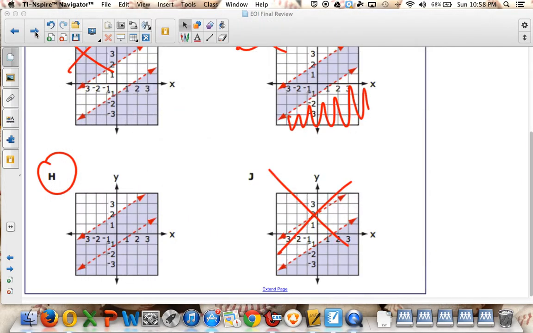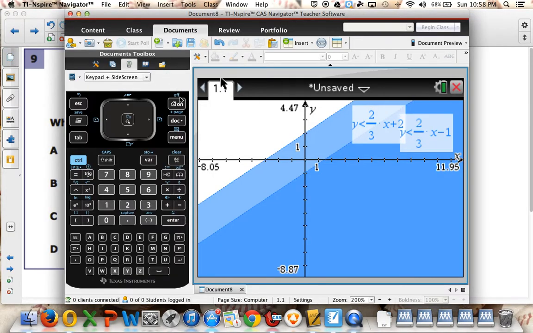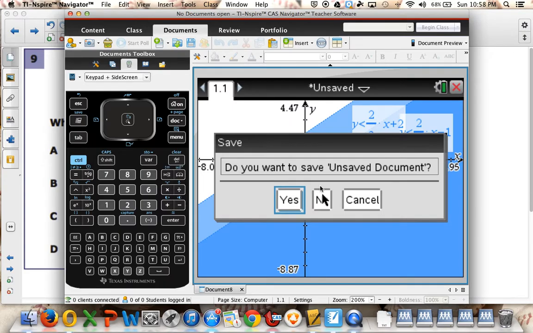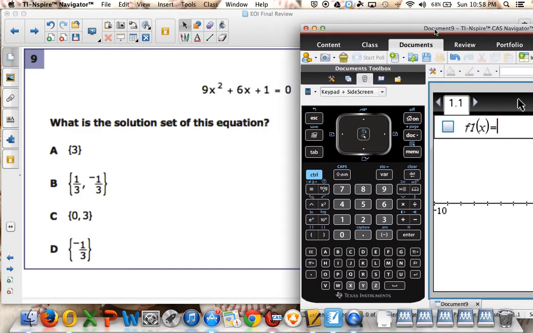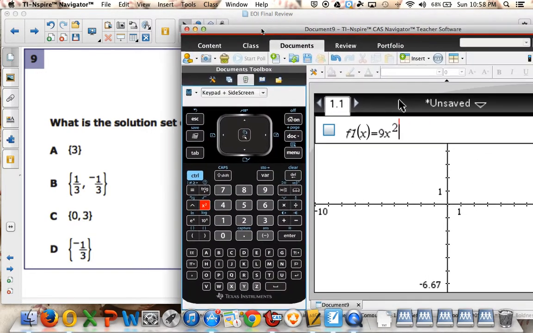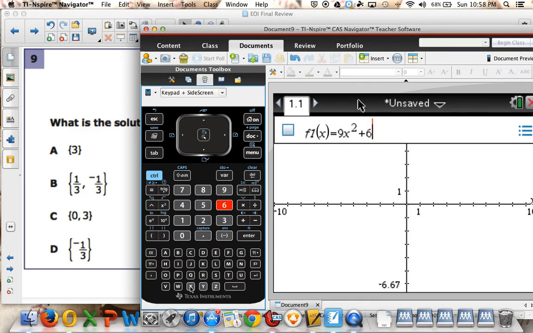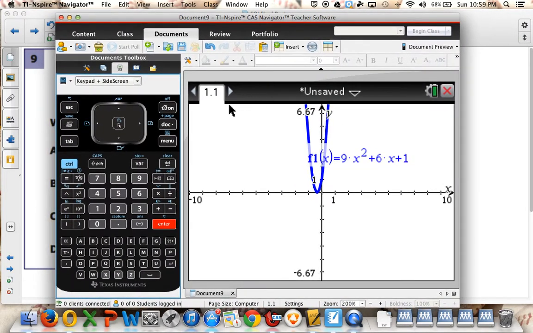Okay. Next question. What is the solution set of this equation? So again, let's use the calculator. I'm going to go on new document, save no, add graphs. I think you've heard me say that maybe once or twice. So it's set equal to 0. Automatically I'm going to graph it and see where it crosses the x-axis. So I have 9x squared plus 6x plus 1. Enter.